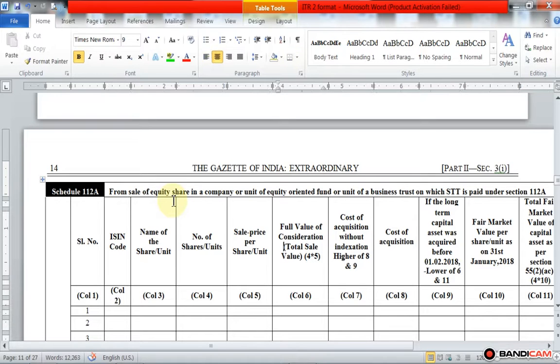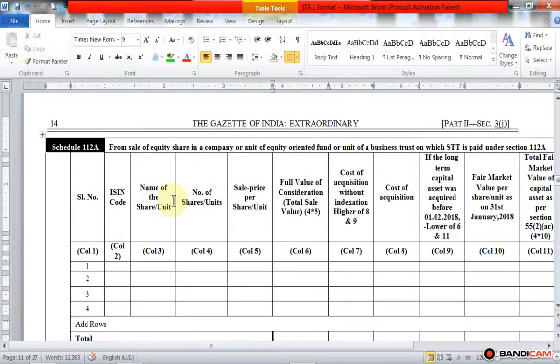Here the columns are given: serial number, ISIN code, name of the shares or units, number of shares or units, that is the fourth column. Then the fifth column is sale price per share or unit. Unit means if the assessee sells units, the units are issued by the UTI, Unit Trust of India.